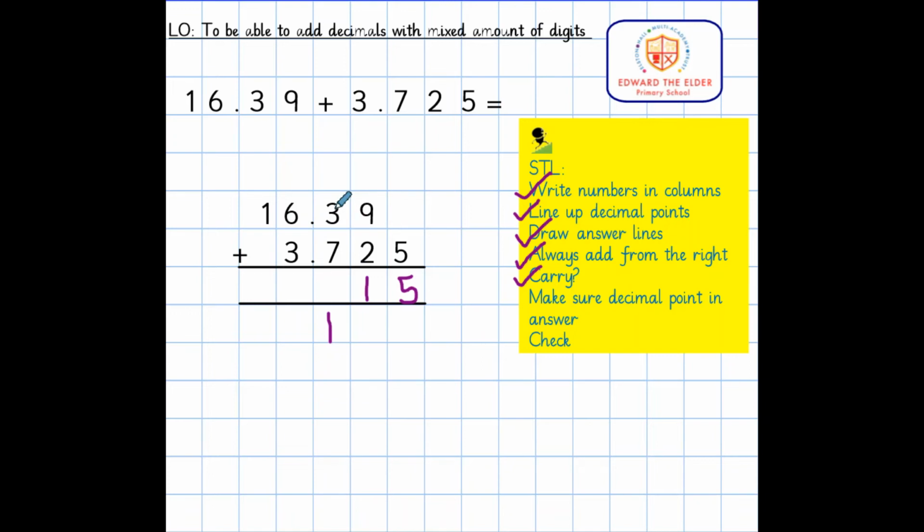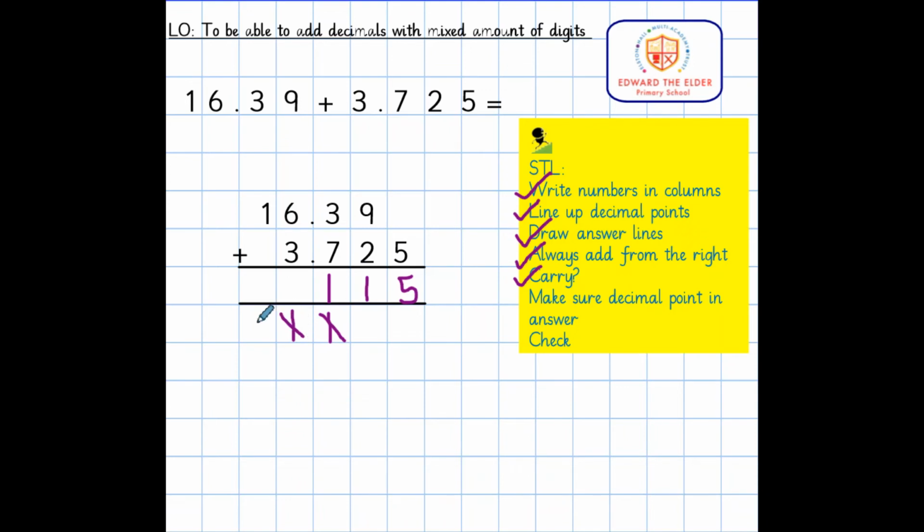Next column, we're in the tenths column. 3 add 7 is 10. Don't forget this one. So 3 add 7 is 10, add the 1 is 11. So we're going to pop the 1 there for the tens and the 1 there for the ones. 6 add 3 is 9, add the 1 is 10.